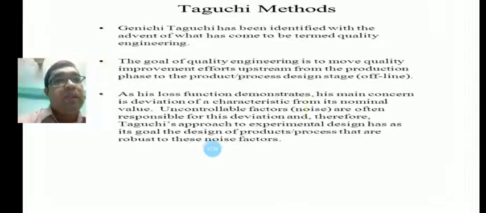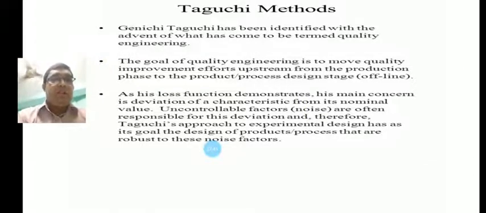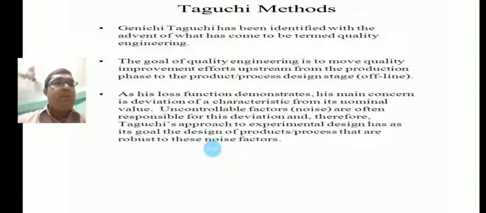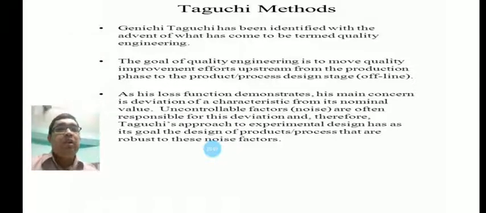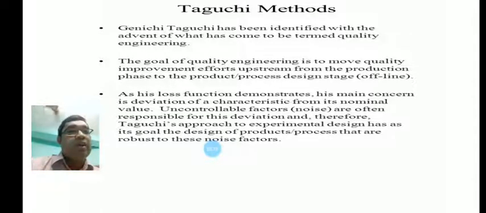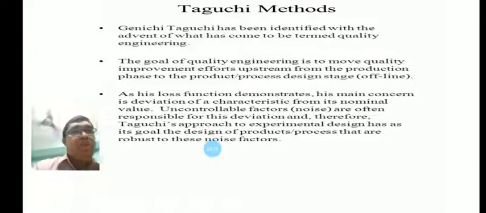The Taguchi method is identified with the advent of what has come to be termed quality engineering. The goal of quality engineering is to move quality improvement efforts upstream from the production phase to the product and process design stage, that is, the offline mode. His loss function demonstrated his main concern: the deviations of characteristics from their nominal value.